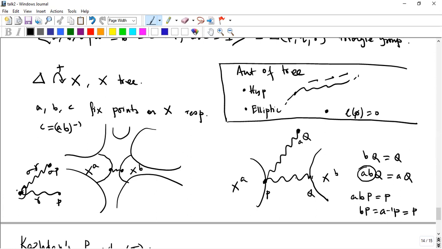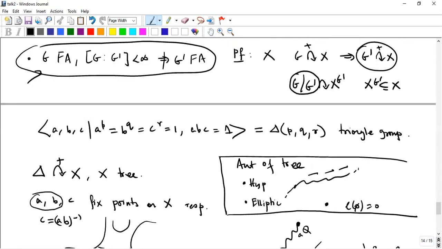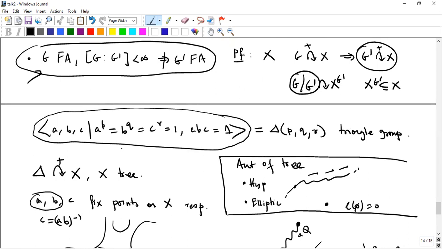But that is impossible because they were some distance apart, right? So XA and XB have to intersect. There is a common fixed point of A and B. And if it has a common fixed point, then it's a common fixed point of C also, right? Because A fixes it, B fixes it, AB fixes it. So that fixed point is a fixed point of this group. Okay. So that means this triangle group in fact has property FA.